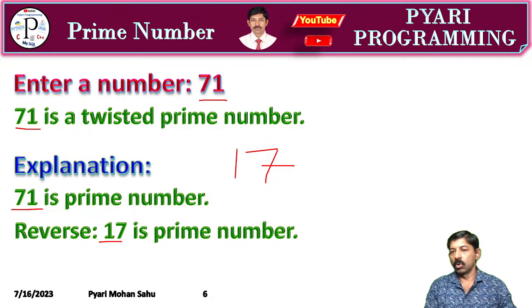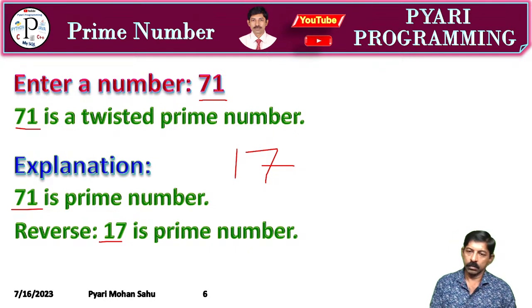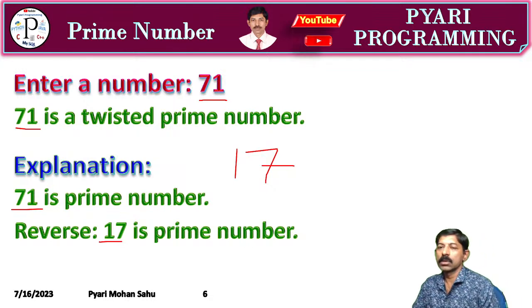Write a program to define a method check twisted to return true if it is a twisted prime number, otherwise return false. Yes, this is the question now.